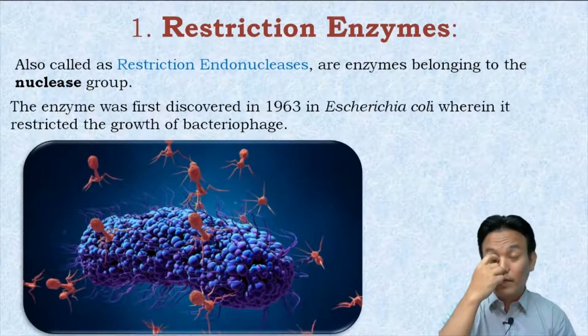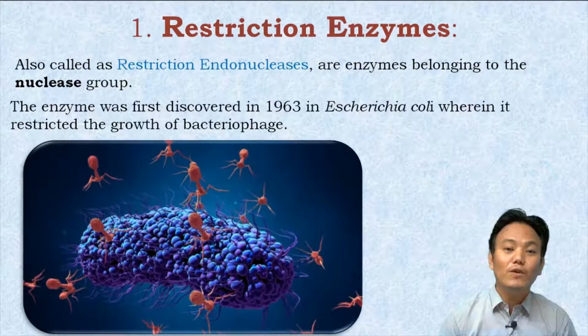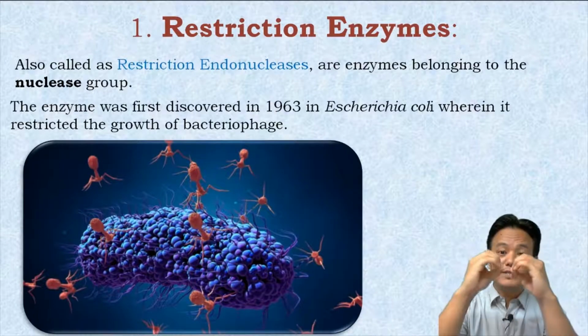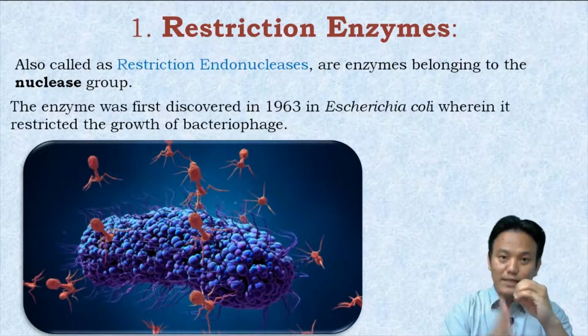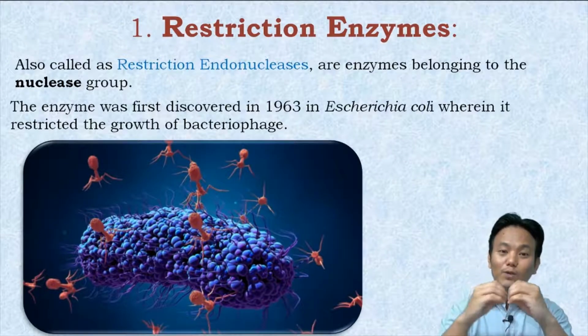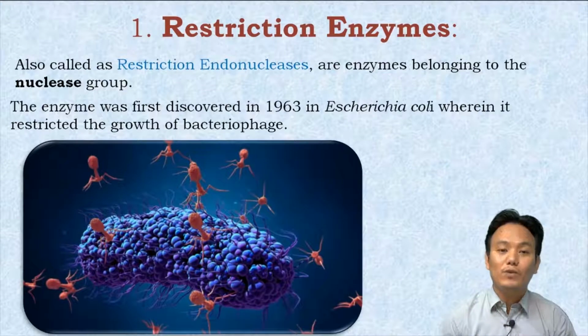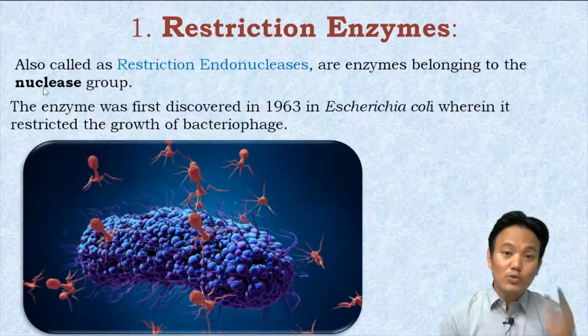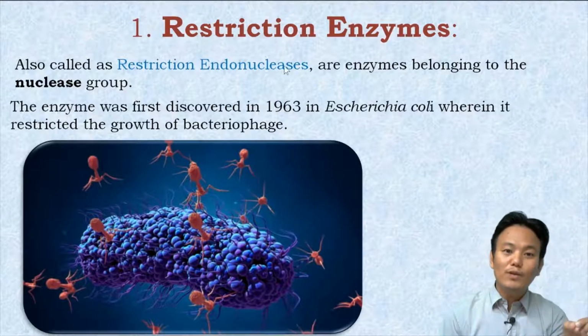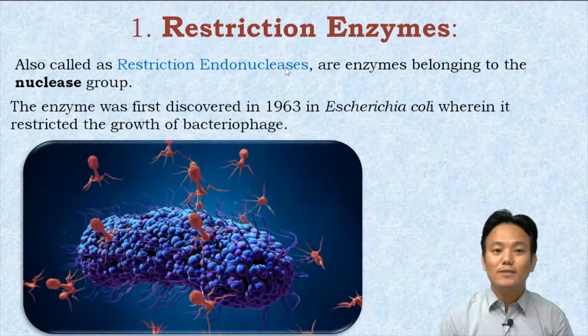You all know that nucleic acids are made up of nucleotides. Two nucleotides are joined together by phosphodiester bonds. So nuclease enzymes can break that particular phosphodiester bond to digest or break apart the nucleic acid, right? And in nuclease, there are two types of enzymes: endonucleases and exonucleases.